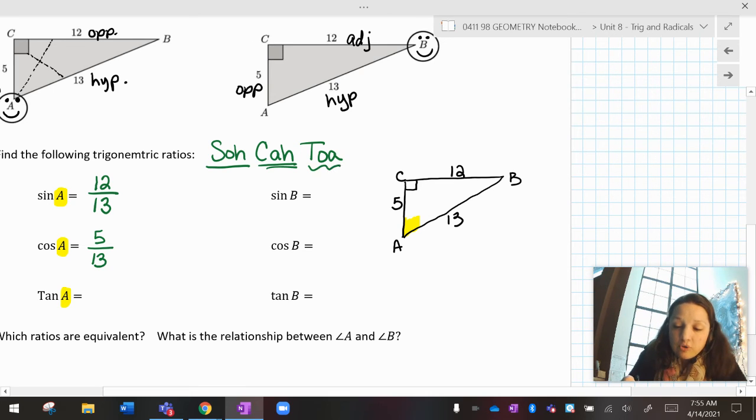And then tangent, TOA, tangent A is opposite divided by adjacent. So the one that's far away, 12, divided by the leg that's close. Okay.